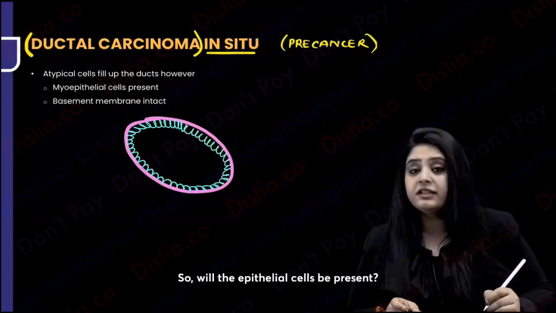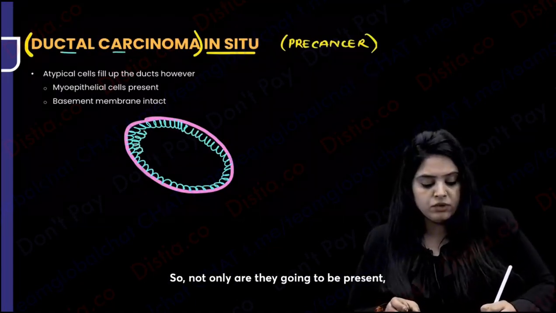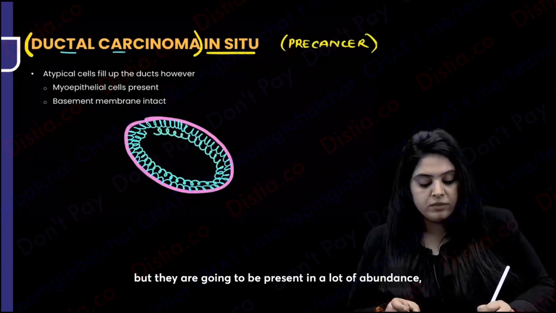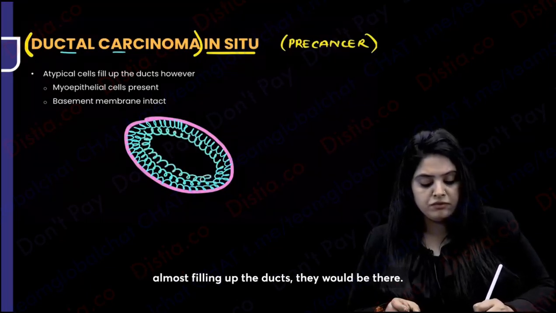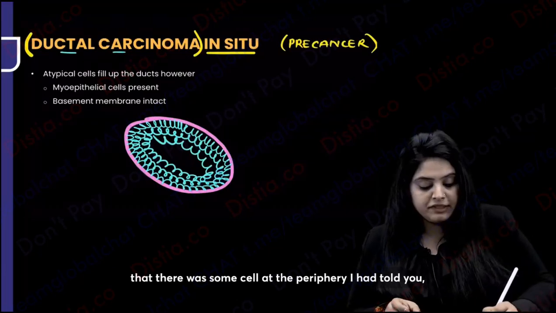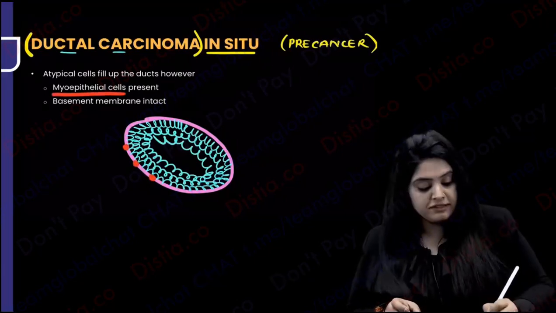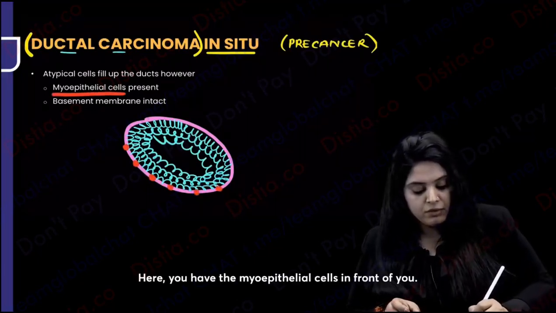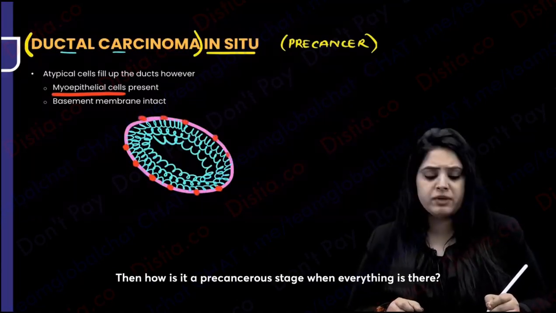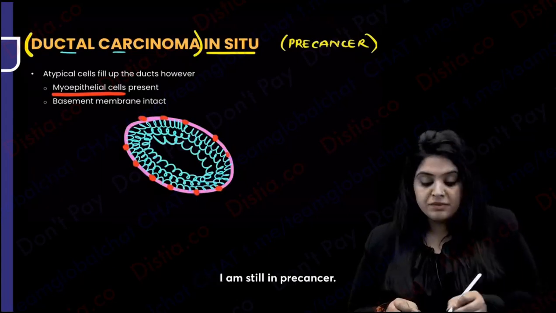So will the epithelial cells be present? Yes, and that's the kind of precancerous part. So not only are they going to be present, but they are going to be present in a lot of abundance, almost filling up the ducts. But do you also remember that there was some cell at the periphery I had told you, known as the myoepithelial cells? They are also here. Here you have the myoepithelial cells in front of you. Then how is it a precancerous stage when everything is there? Please remember that till the time these are there, I am still in precancer.